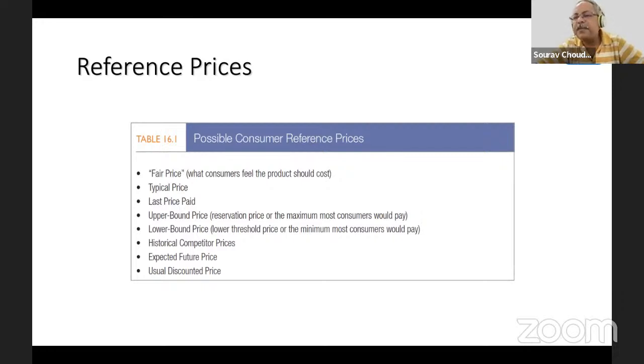Typical price, वो पानी पूरी typically ना 10 रुपए में 5 मिलता है. या लिवाई के जीन्स typically वो 2-2,500 रुपए के होते हैं. हमारे दिमाग में चलता है. ठीक है. Last price paid, मैंने 2 साल पहले एक प्रोडक्ट खरीदा था, उसका प्राइस था 2,000 रुपए. That becomes your reference. ठीक है, वो बढ़ के अभी 2,500 तक हो सकता है. Similarly upper bound price, lower bound price represent reservation price or maximum cost consumers would pay.